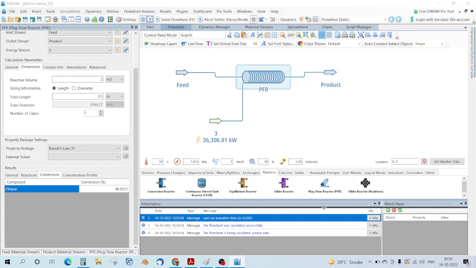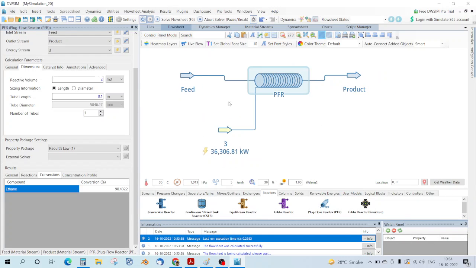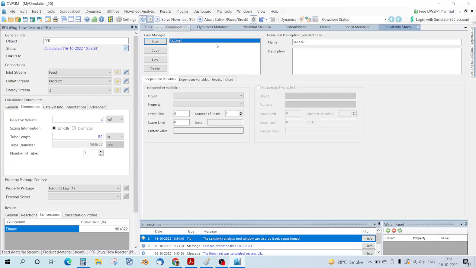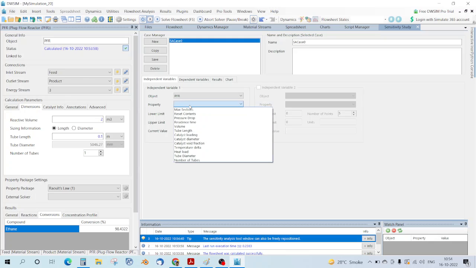So what we'll do now is the most important thing, that is my sensitivity analysis. We will go to flow sheet analysis, go to sensitivity analysis, and create a new case. Take my object to be PFR, and the property would be, now we need two independent variables. Independent variables means I can change. Independent starts with I, so remember, I can change. So what can I change? I can change the reactor volume and the tube length.